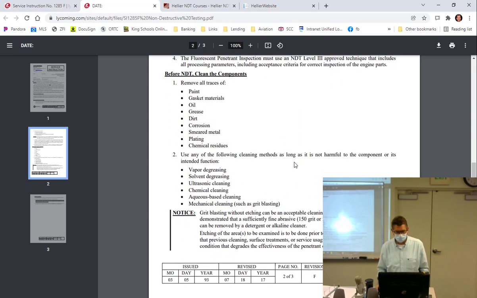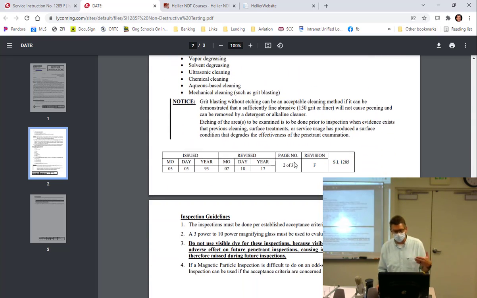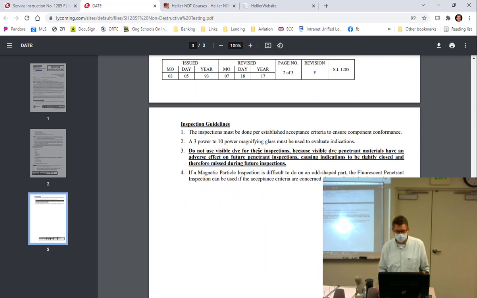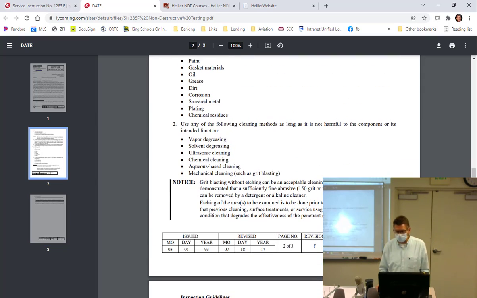So then they kind of go through. But what I wanted to do is bring up, these are the guidelines that you must be looking at. Do not use visible dye for these inspections because visible dye penetrant materials have an adverse effect on future penetrant inspections, causing indications to be tightly closed. They made that in bold and then they underlined it. Do you think they're serious about it? Maybe. Yeah. Because, you know, they know mechanics.